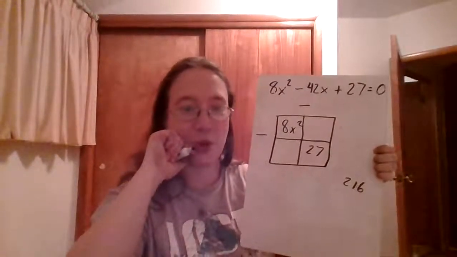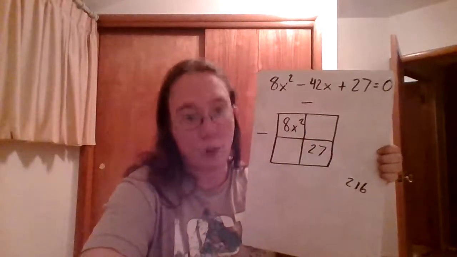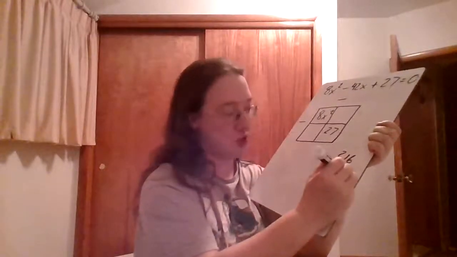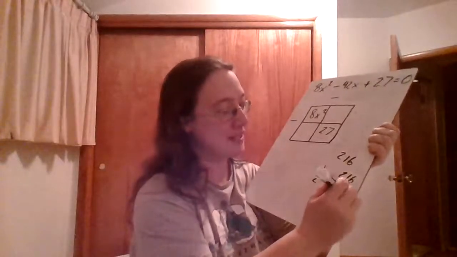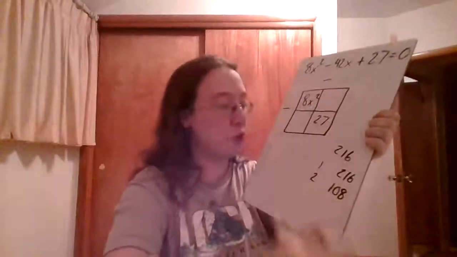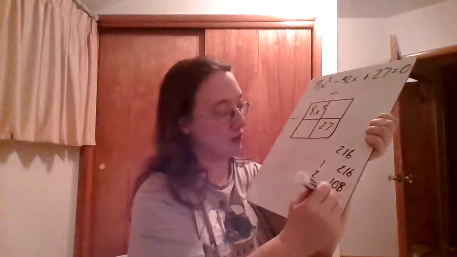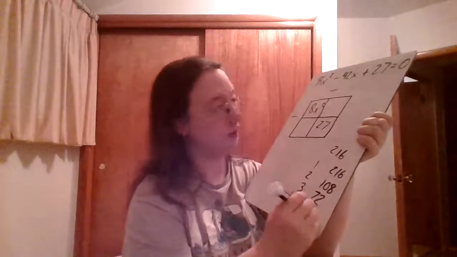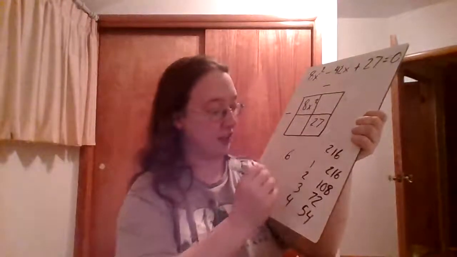So, factors of 216. And this is where the listing comes in handy because you probably don't know off the top of your head what are some factors of 216. I don't know off the top of my head most of my factors of 216. So, we're just going to start going. So, 1 and 216. 2 goes into there because it's even, so 2 and 108. Again, if you're not sure 2 and what, just take that 216 divided by 2. That'll give you your other factor. 3 and 72. 4 and 54. 5 doesn't. 6 does. 6 and 36.